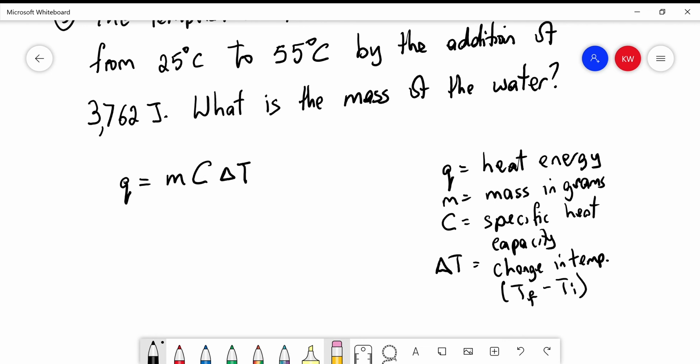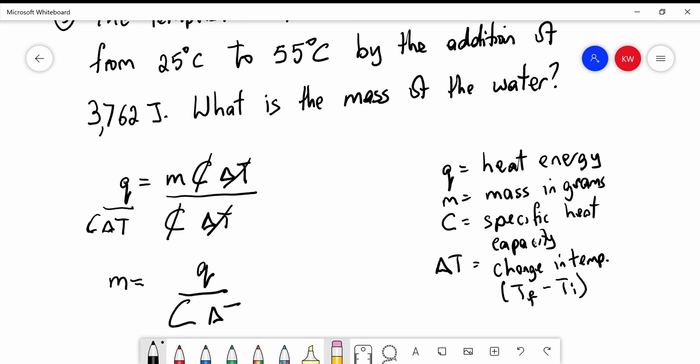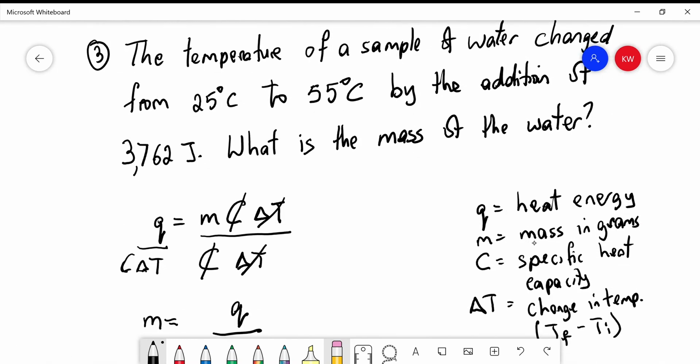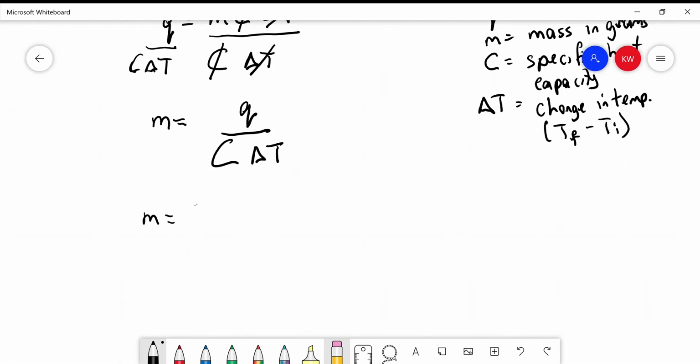So since we want the mass, we have to get rid of the other components. We need to get rid of the c and the delta T. So we're going to divide both sides by c delta T. The c would cancel, the delta T would cancel. So we have the mass is equal to Q over c delta T. So we could now plug our values in. So mass would be equal to Q. If we look back at the Q we started out with, it was 3,762 joules.